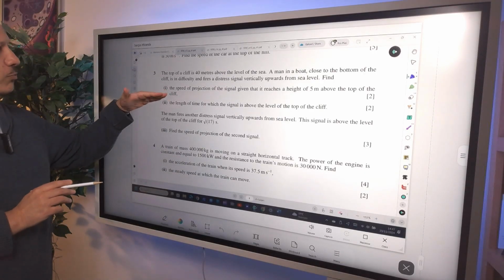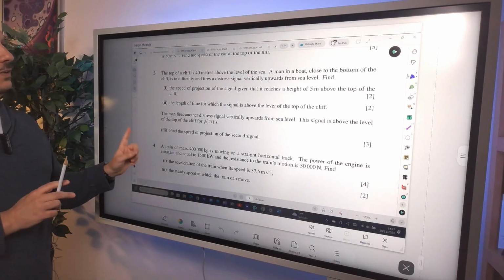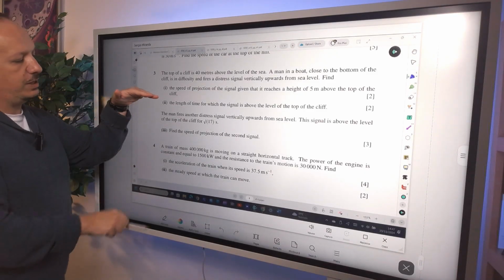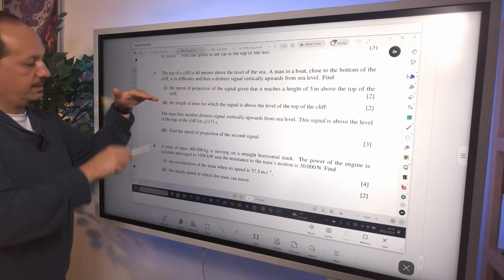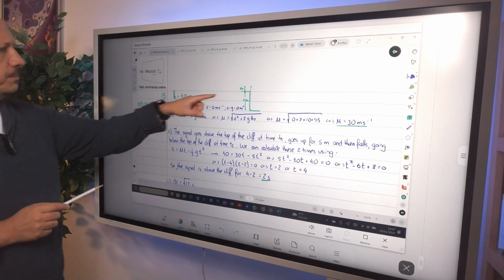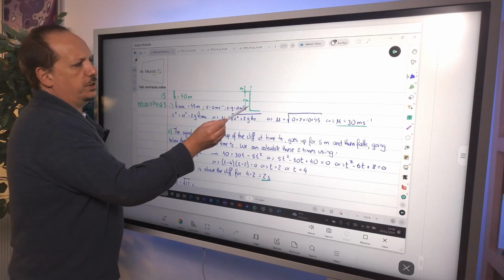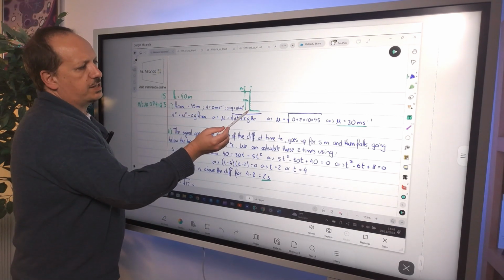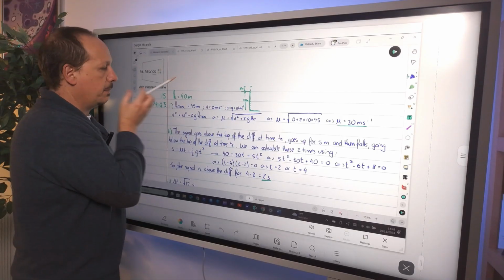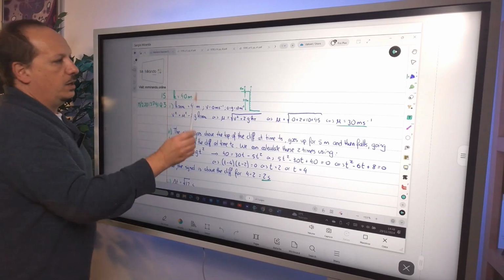So you want the speed of projection of the signal given that it reaches a height of 5 meters above the top of the cliff, which has a height of 40 meters. I made a sketch over here. So this is where the boat is. This is the cliff, and the distress signal goes a total of 45 meters up, right? So how do you solve this?